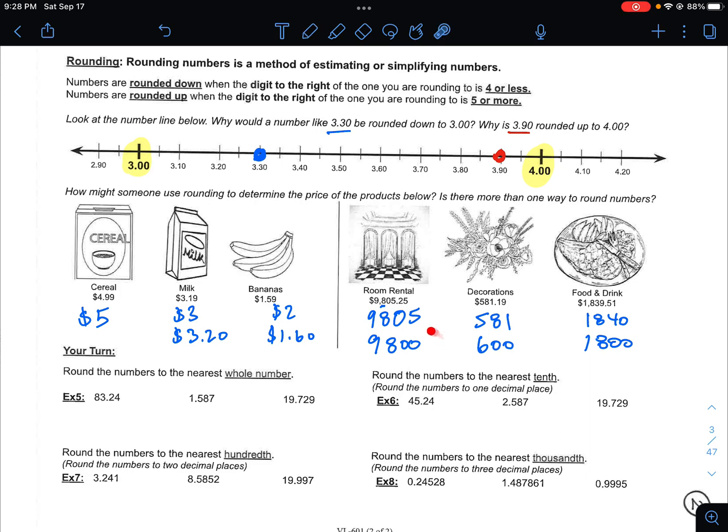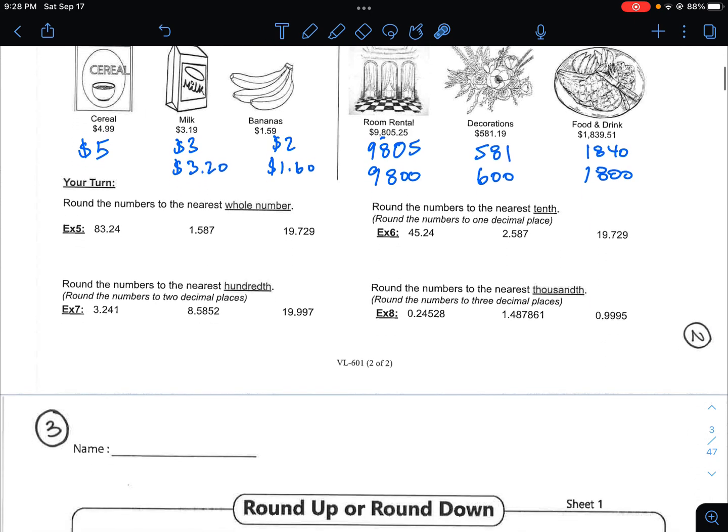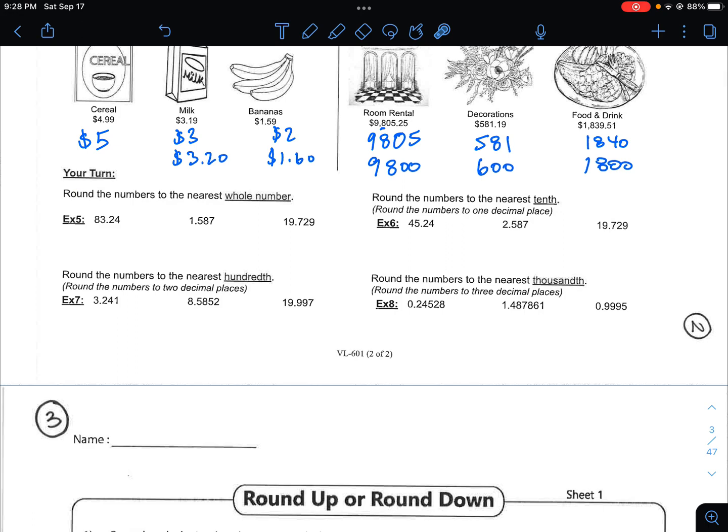And if you add those up, because those numbers are easier to add up, it might give you a close enough estimate of what you're looking for. So lots of ways to round it. You don't always round to the nearest dollar or tenth or whatever. It depends on what you want. So it's our turn. Let's do these examples and round these to the nearest whole number.